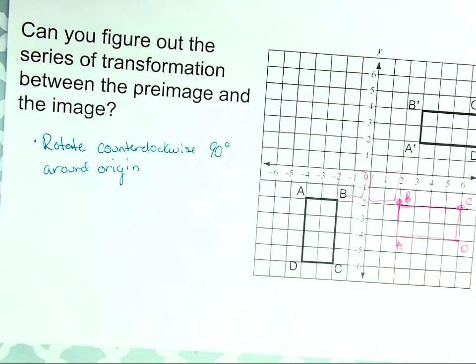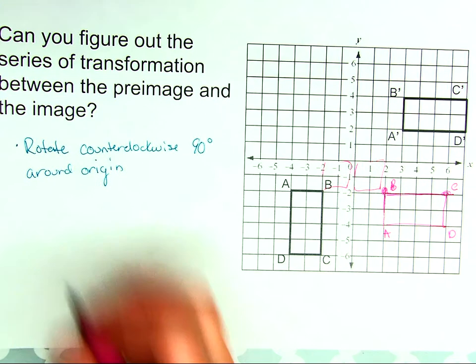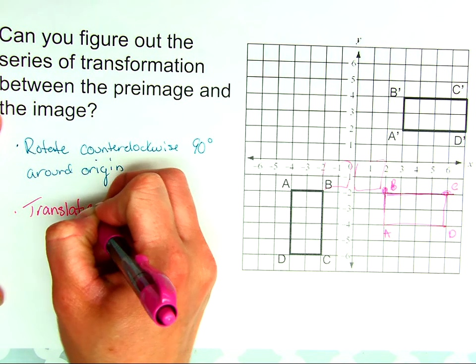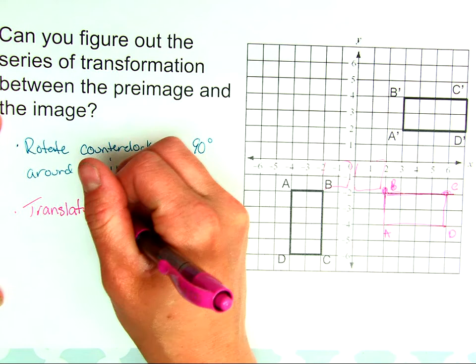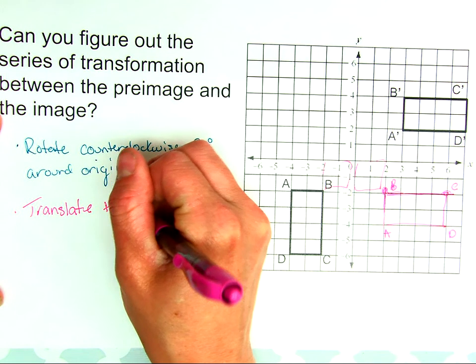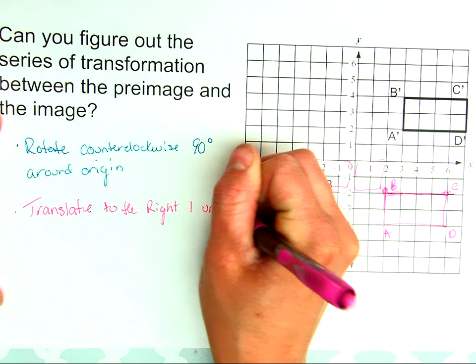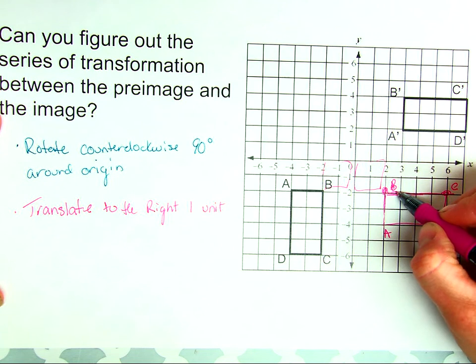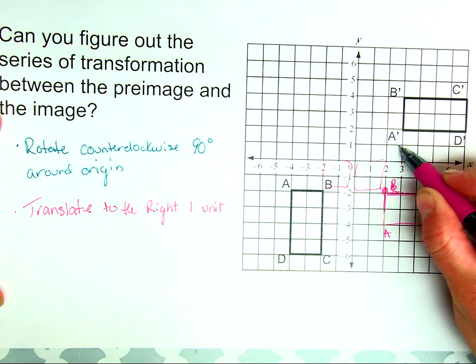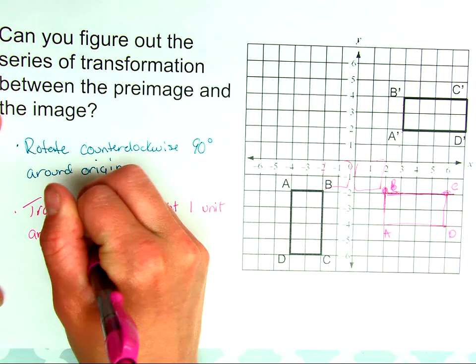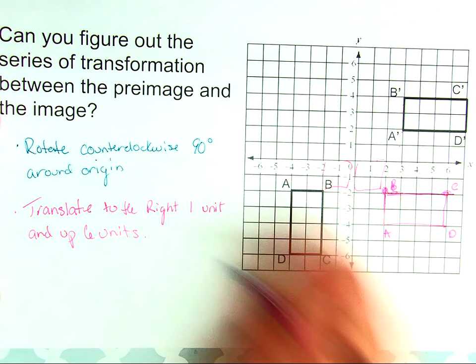So now I'm just going to translate that because then everything will line up. A, B, C, and D. Translate to the right one. I really should have used the rule here. And then up 1, 2, 3, 4, 5, 6. There we go. That's just one example.